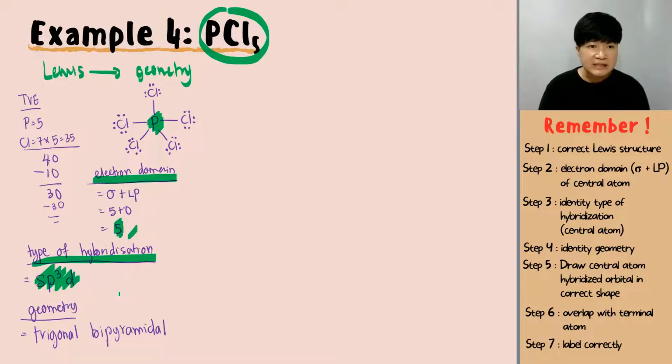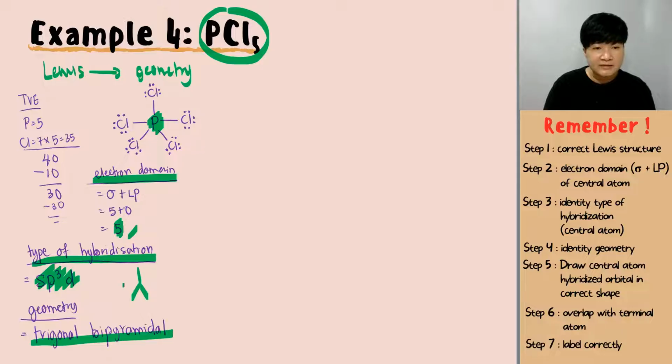And your sp3d is in the geometry of trigonal bipyramidal. Knowing that, your trigonal bipyramidal will look something like this. Bear that in mind, this is your trigonal bipyramidal. Okay, you can draw it in many ways.